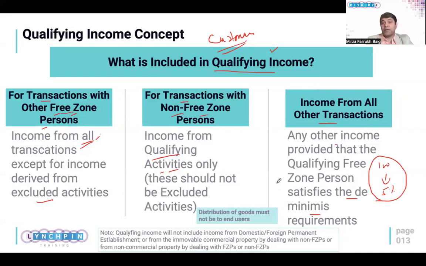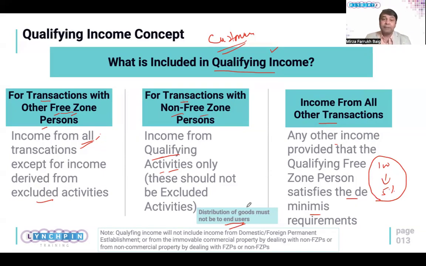One thing which is very important here is that distribution of goods must not be to the end user. It must be to somebody who is selling the goods onward or who will be utilizing the goods to make some other goods. So the example is that I am a furniture seller, a distributor. I have my company in Jafza, and I am selling the furniture to a company which will be selling that furniture onwards. So it's all good. I'm fulfilling the condition of being a qualifying free zone person.